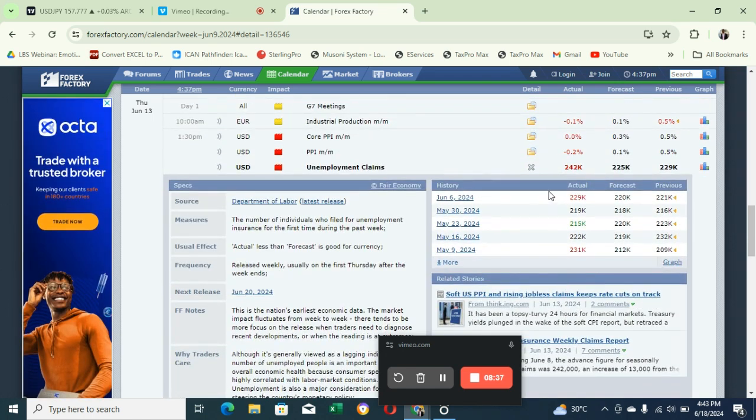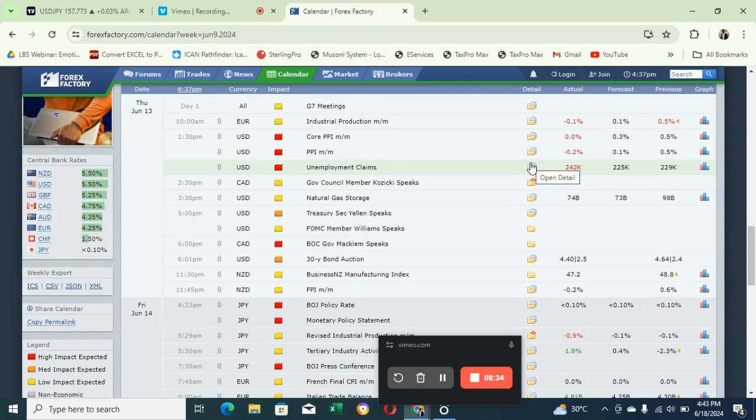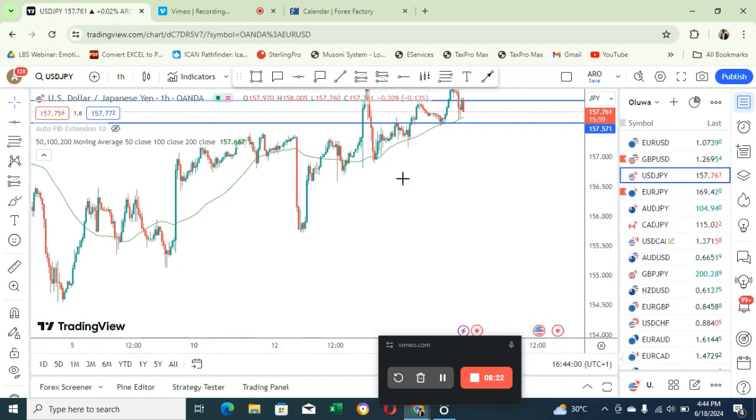So it is very good news that one has to take note of. That's on the 13th of this month. Let's check the 13th, 1:30 p.m. Let's check the action of the market on the US-based currency on the 13th, 1:30 p.m., and see that it has impact.